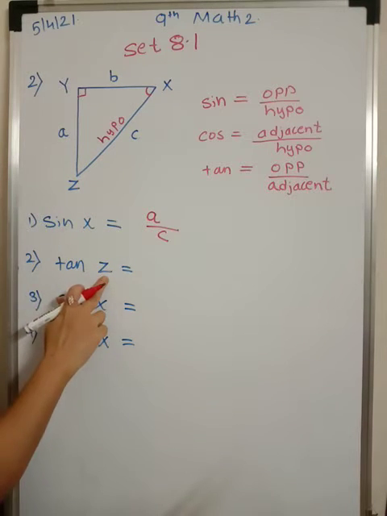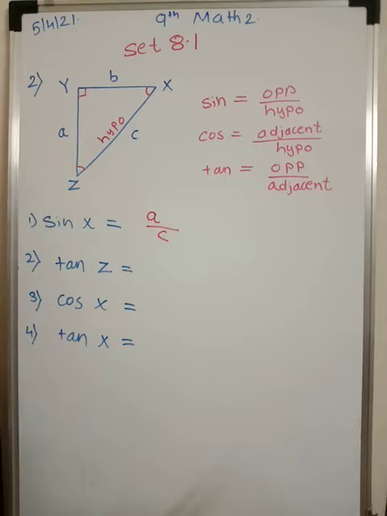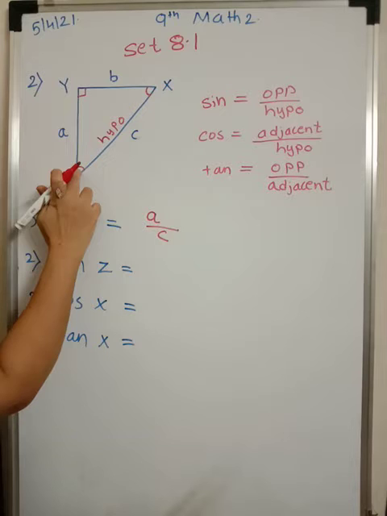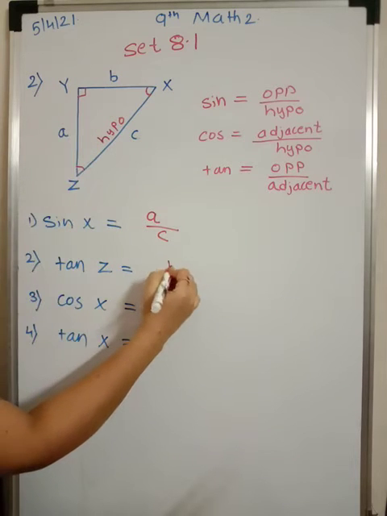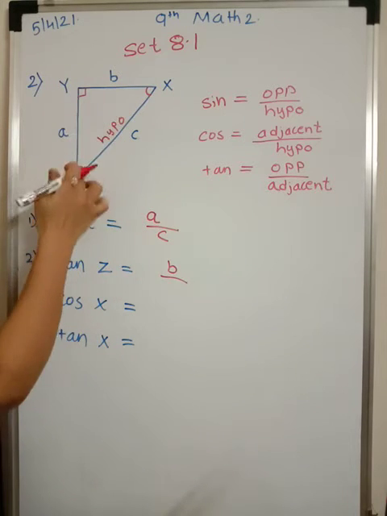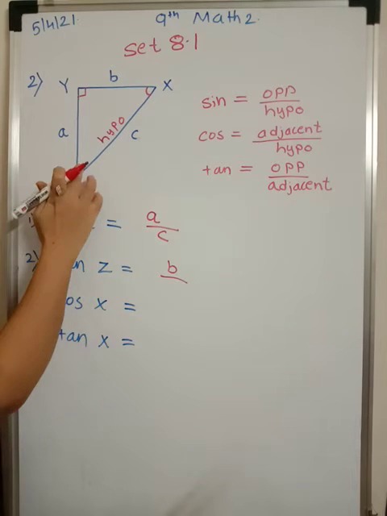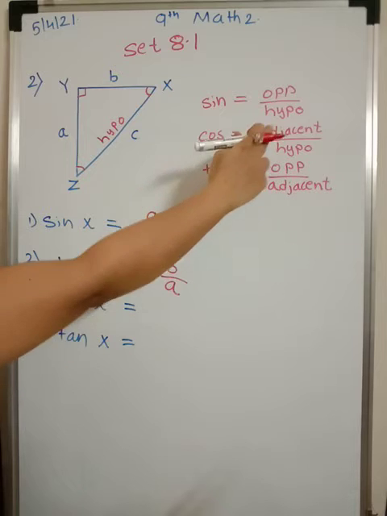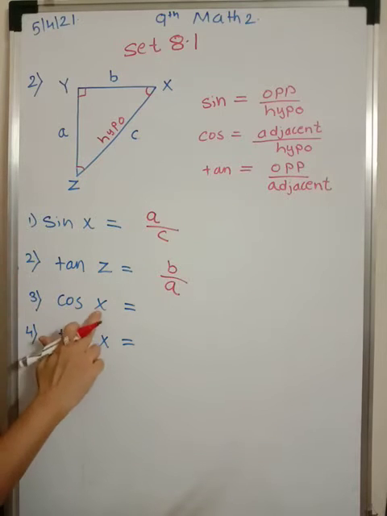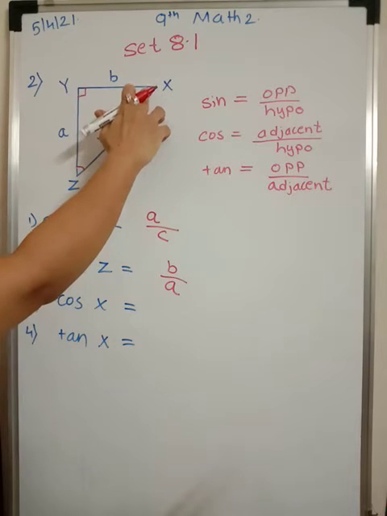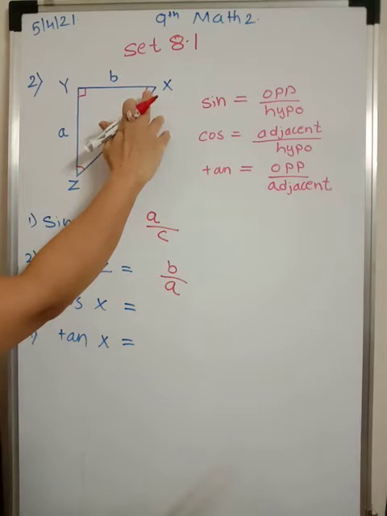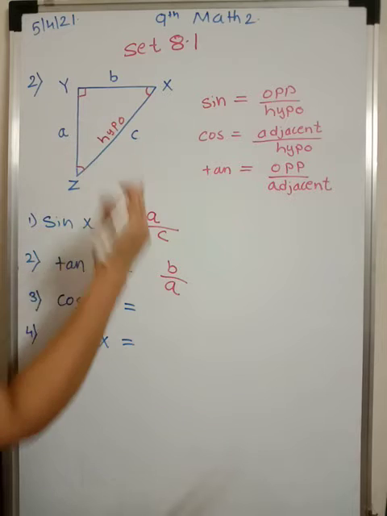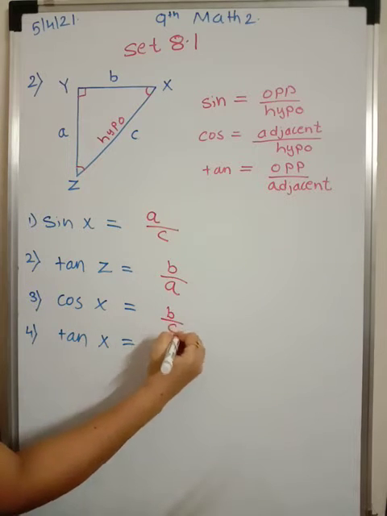Now tan Z. Z is this angle. Can you see? Now look at the tan ratio: opposite upon adjacent. Opposite to this is B, and adjacent to it is A; the hypotenuse you have to leave. So it is B upon A. Now cos x. What is cos? Adjacent upon hypotenuse. For x, adjacent is B and hypotenuse is C. So it will be B upon C.